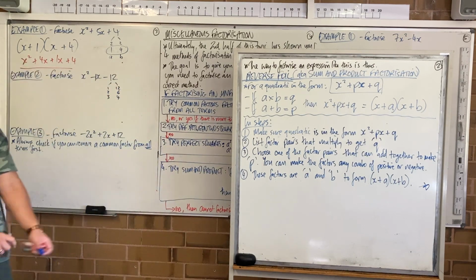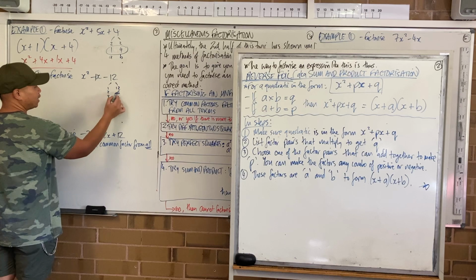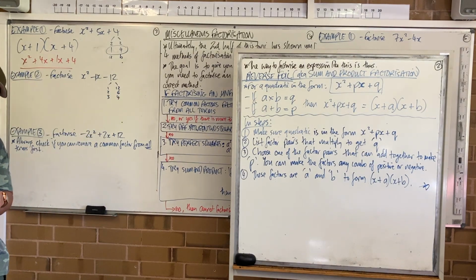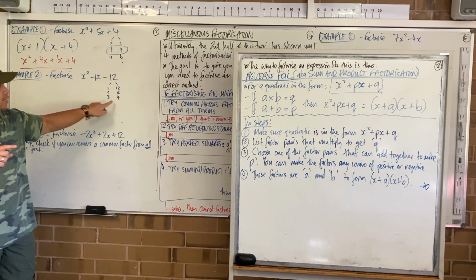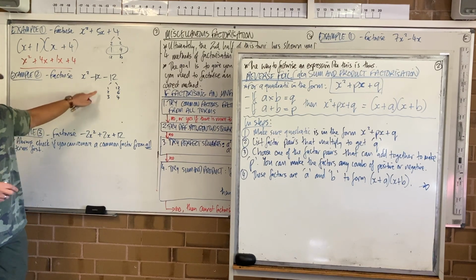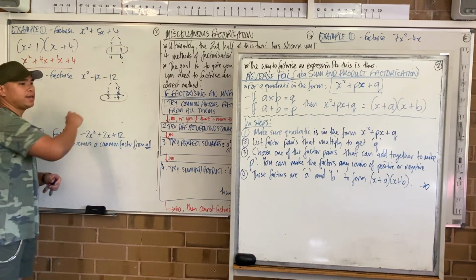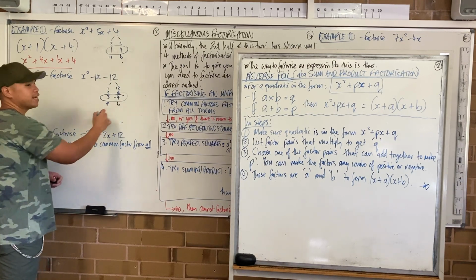Step 3. Choose one of the pairs that I can add together to make P, but I can combine positives and negatives. Is there any way that I can add together any of these as they are to get negative 1? So then we do what? What combo of negatives and positives can I make with 3 and 4 to get negative 1? Yeah, 3 and negative 4. Well done. That's my pair. What is my A? My A is 3. What is my B? My B is negative 4.